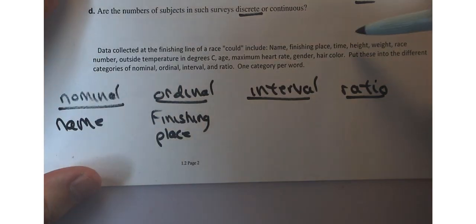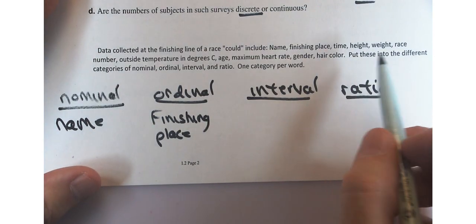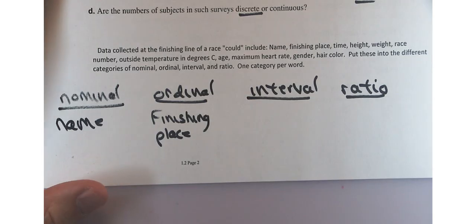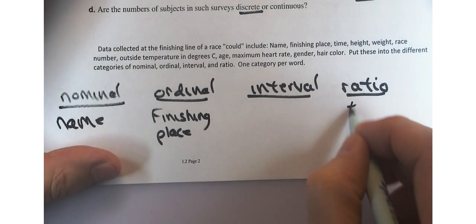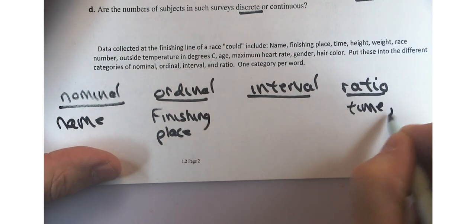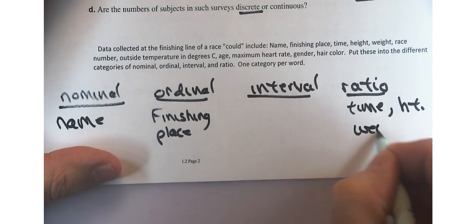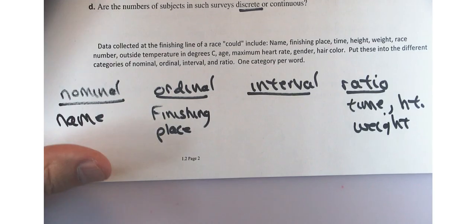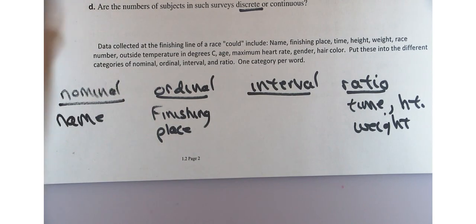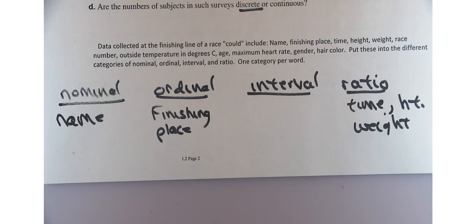How about time, height, and weight? Ratio. Good. Time, height, and weight. Okay, can you explain why height is ratio? Just because it was an issue within my group. Okay. So that everybody has a better understanding. Sure. Because I don't think I was explaining it. I appreciate that.